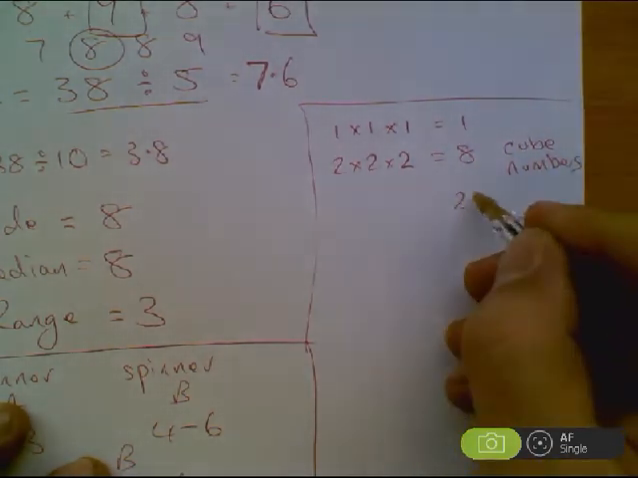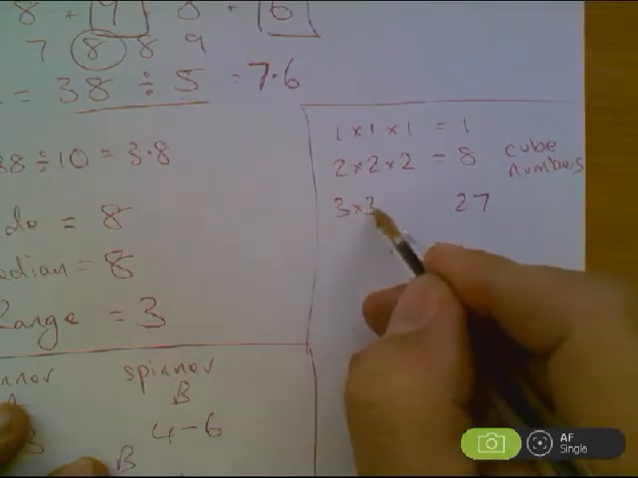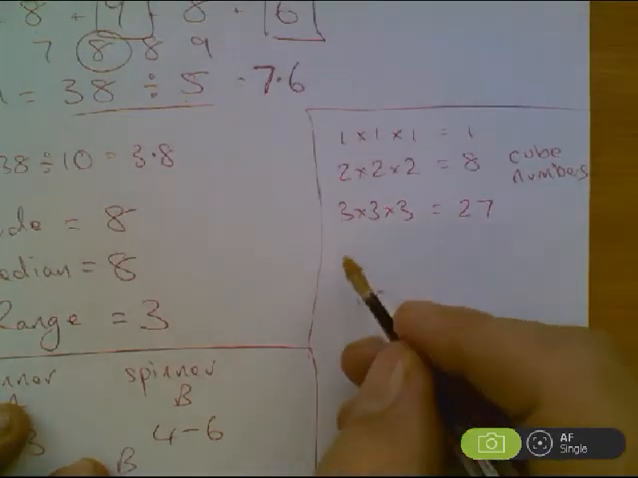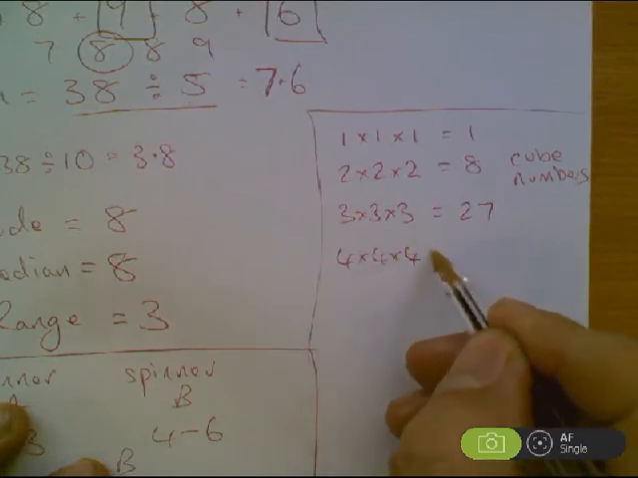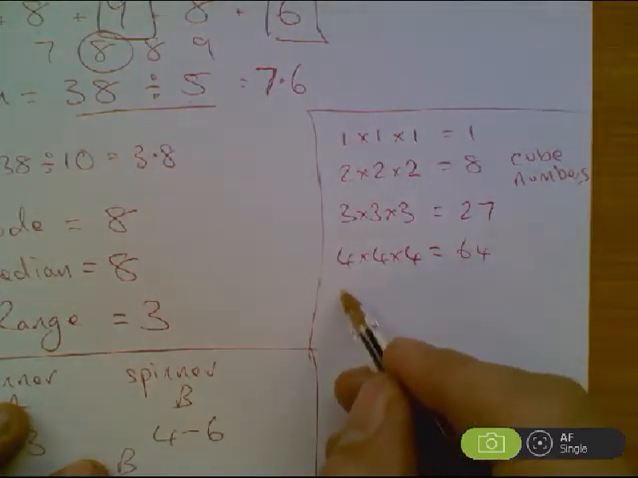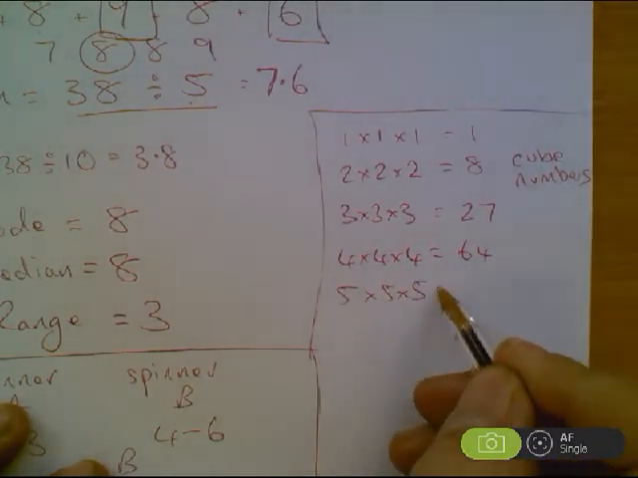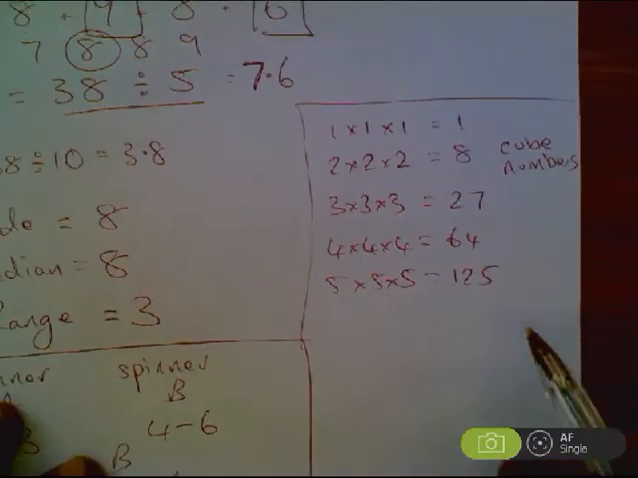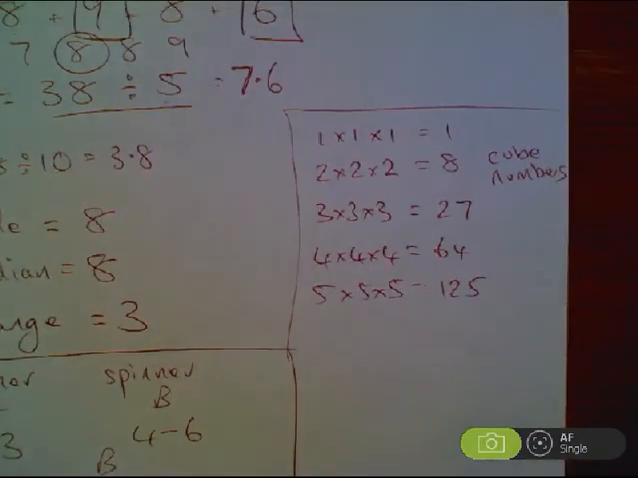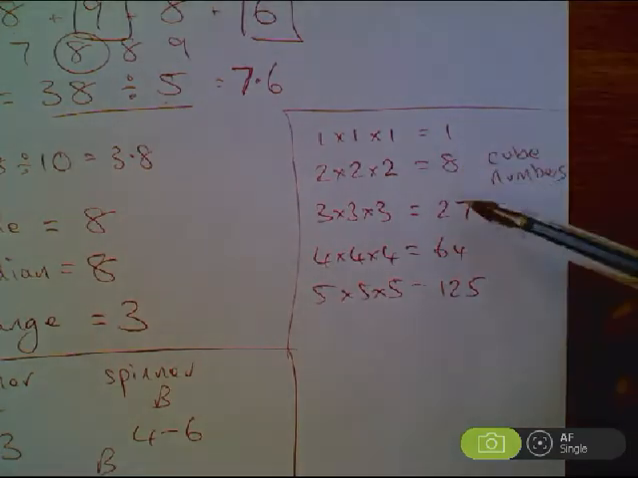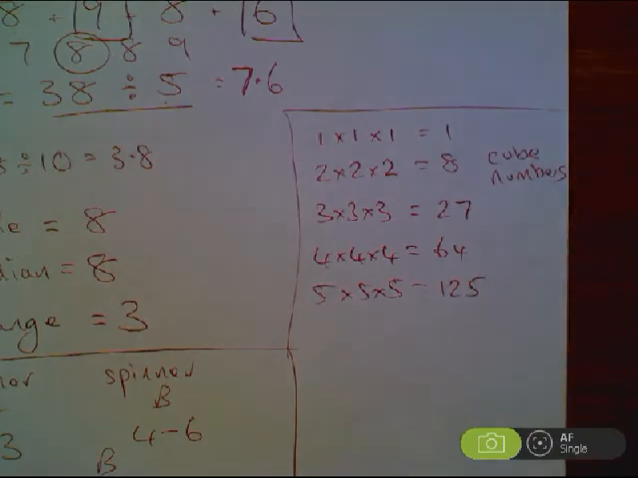So the next one is 27 because that's the answer to 3 times 3 times 3. 4 times 4 times 4 is 64, and 5 times 5 times 5 is 125. And they're the only ones you need to recognise. So you need to have a familiarity with these first five cube numbers: 1, 8, 27, 64, and 125.